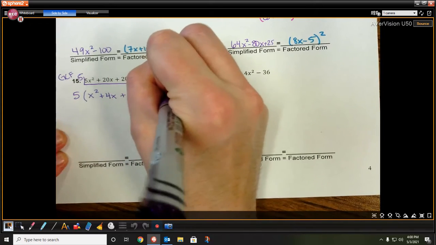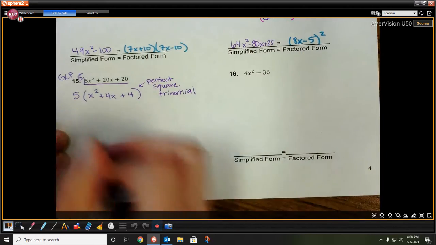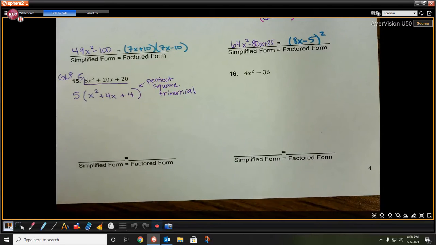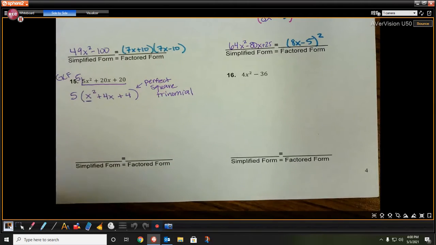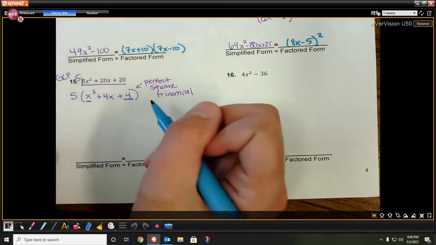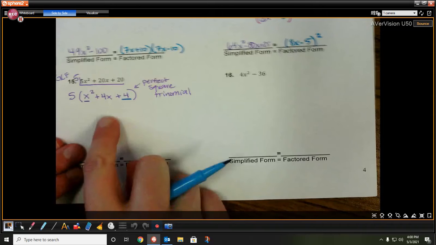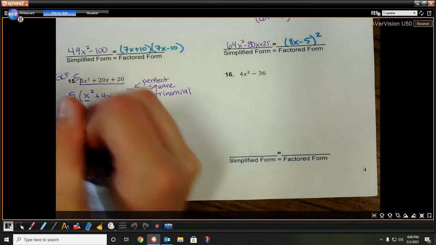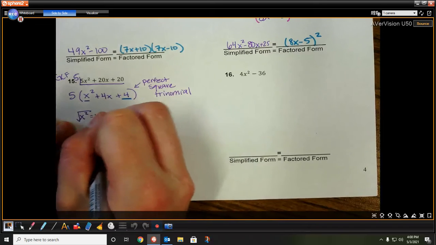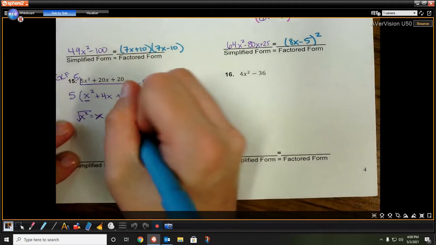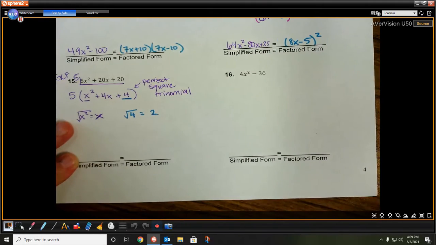hopefully will be a perfect square trinomial, because we notice that our first term, this x squared, is a perfect square, and our last term is a perfect square. So we just need to check and see if that middle term fits the 2ab. So let's take the square root of x squared. That gives us x. So that is my a value. We take the square root of 4, and that gives us 2. That is my b value.